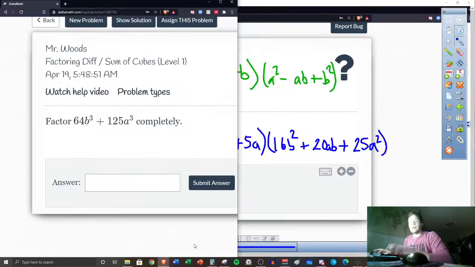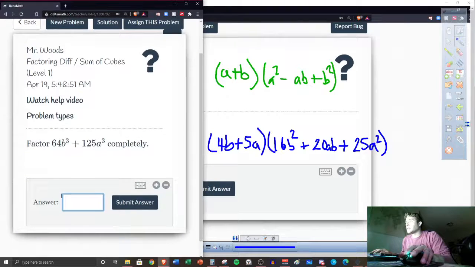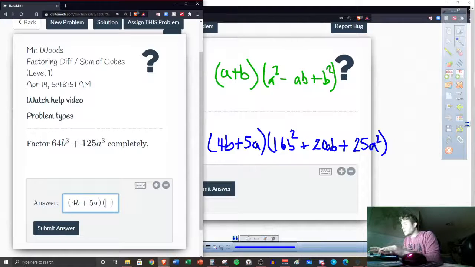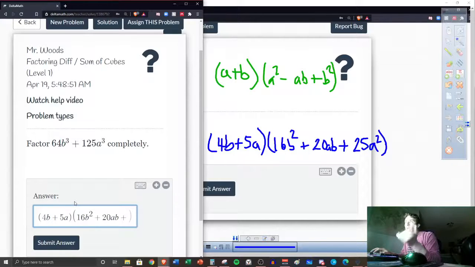Let's type that in, and I'll probably go ahead and wrap up this video. We're at 11:30 here, 11 minutes, 30 seconds. So it's 4b plus 5a, 16b squared plus 20ab. If you rearrange b and a, it should be okay there. I don't think the order is going to matter too much for Delta Math. This should be our answer, and I think it matches up well with what we have here. Okay, so I'm going to submit.